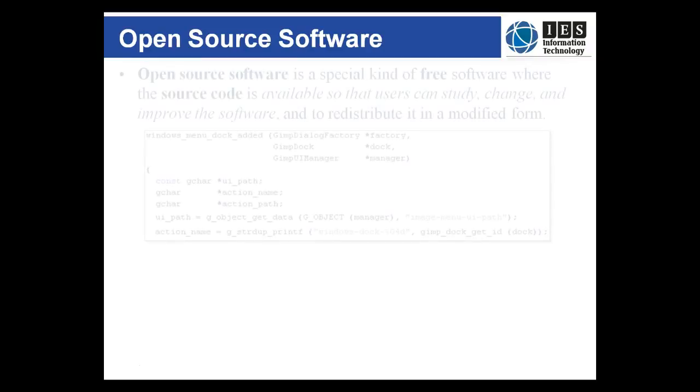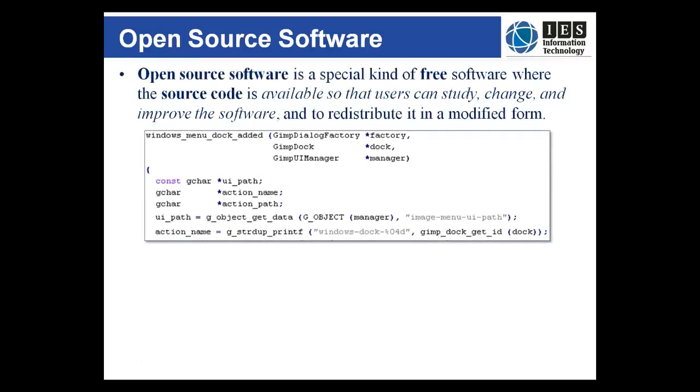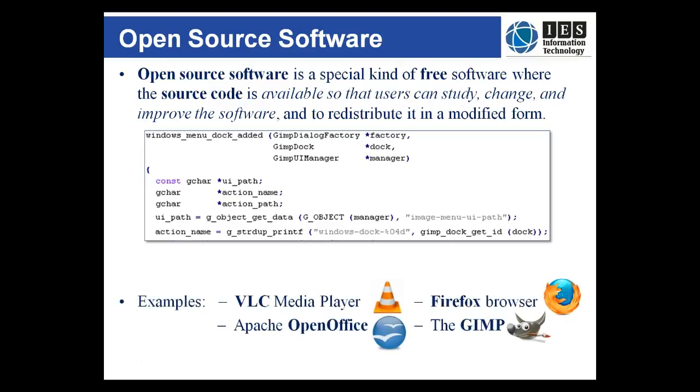Open source software is a collaborative project where anybody can study, change and improve the software and then redistribute it in a modified form. Examples of open source software that are quite commonly used on many computers are VLC Media Player, the Firefox browser, GIMP as we used in image manipulation, and also others like Audacity, which is audio editing software, and Apache OpenOffice, which has a suite of tools similar to Microsoft Office.